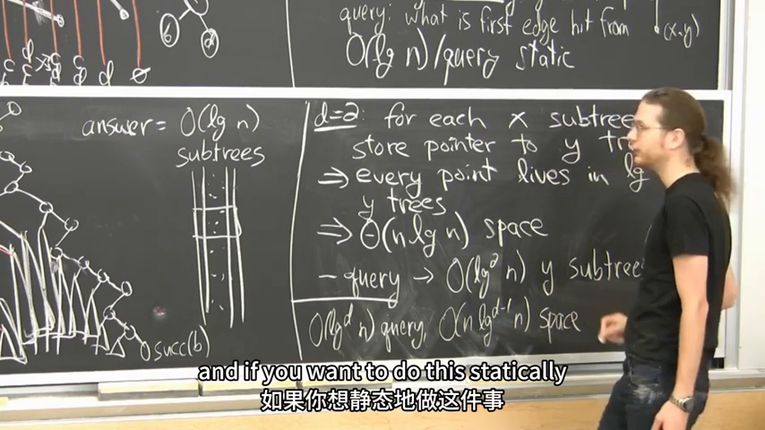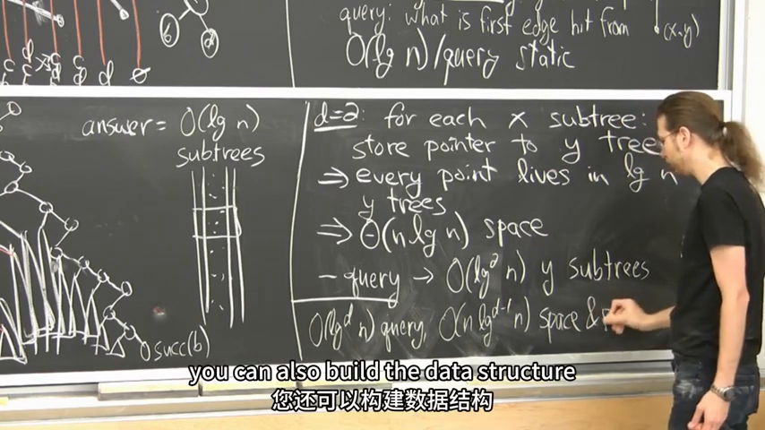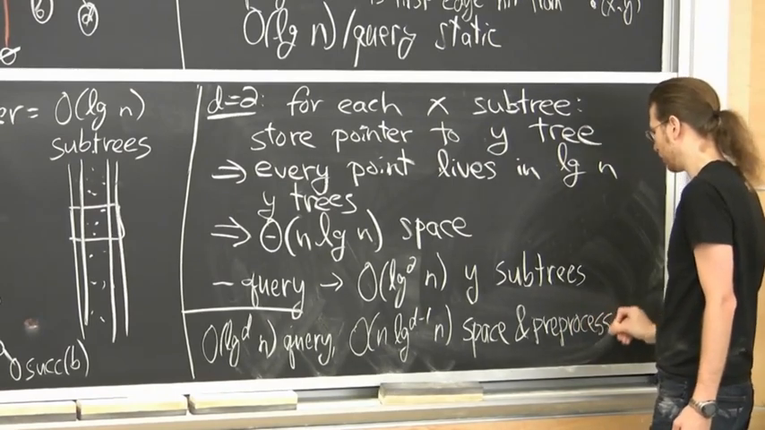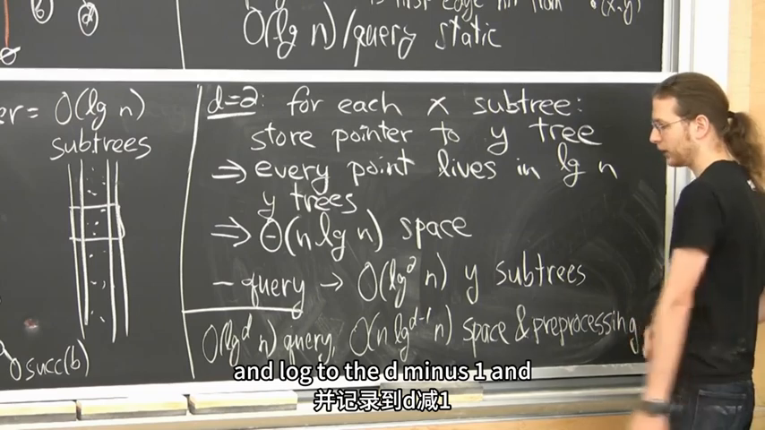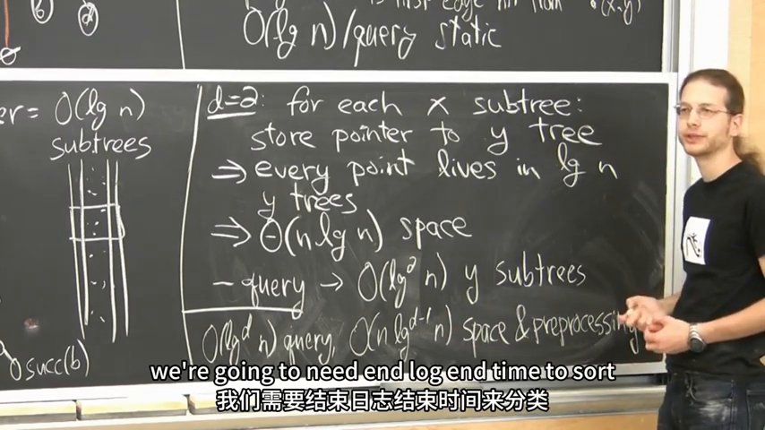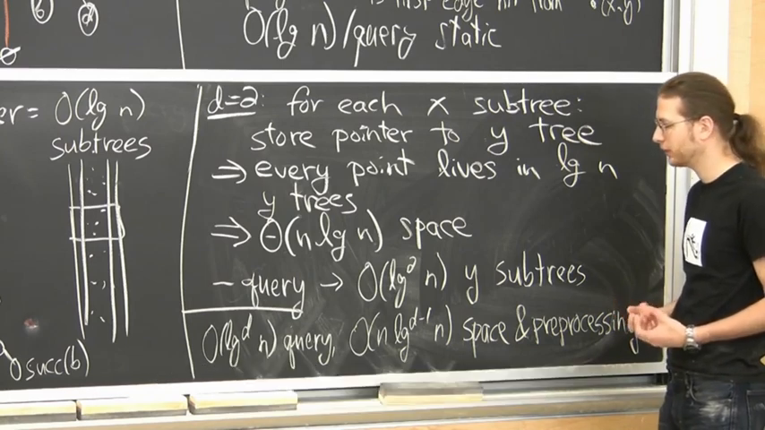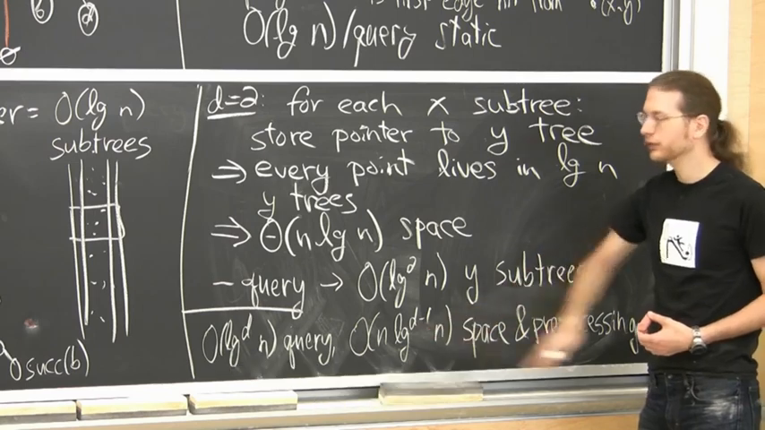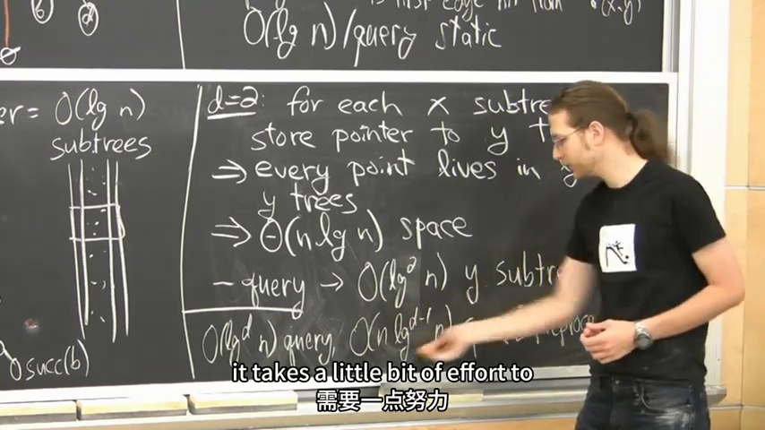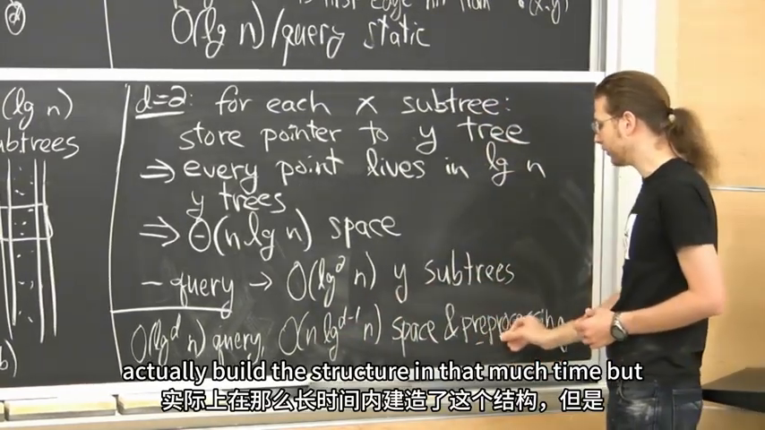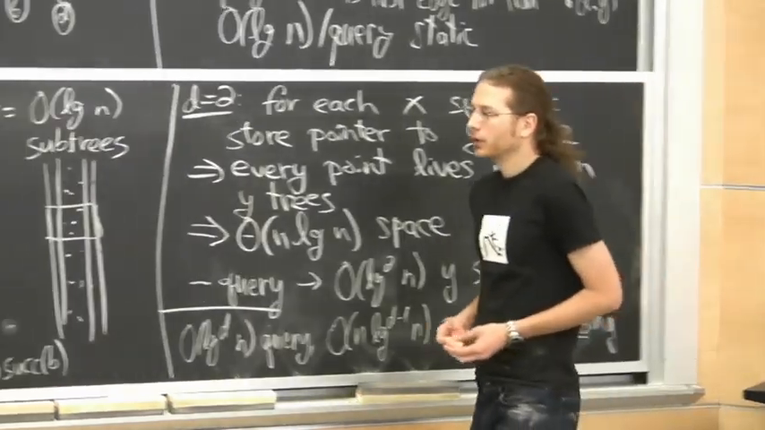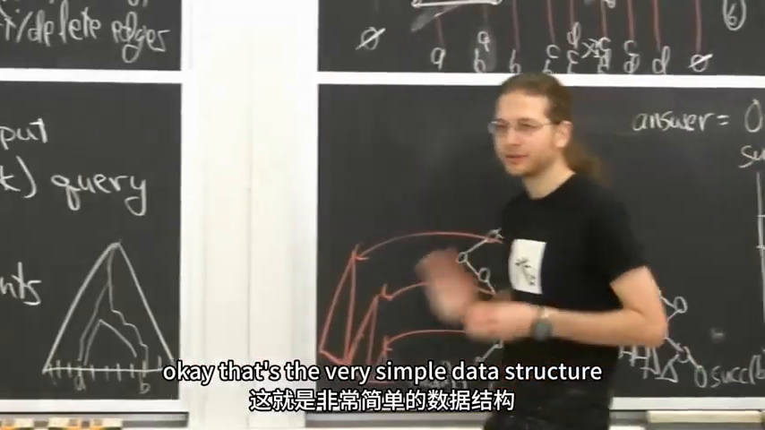And if you want to do this statically, you can also build the data structure in n log to the d minus 1 n time, except for d equals 1 where you need n log n time to sort. But as long as d is bigger than 1, this is the right bound for higher dimensions. So it takes a little bit of effort to actually build the structure in that much time, but it can be done. Okay, that's the very simple data structure.